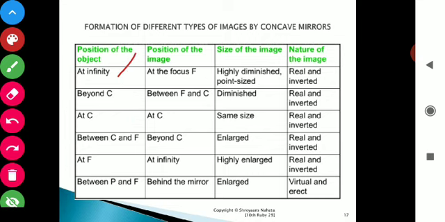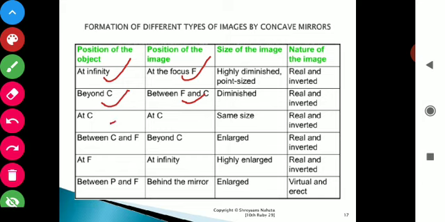So in the first case, the object was at infinity, then it was beyond C, then at C, between C and F, at F, and between P and F. So accordingly, you can see here that the position of the image changes. When the object is at infinity, the position of the image is at focus. Similarly, in the second case, you can see that the image position is between F and C. F means focus and C means center of curvature.